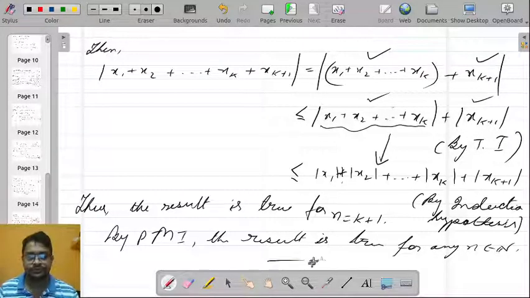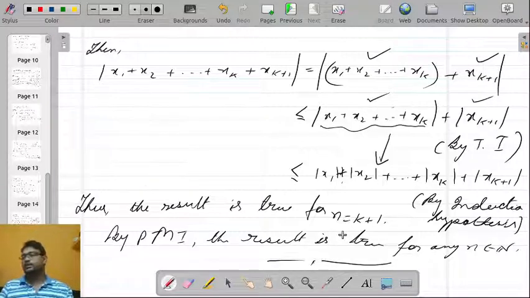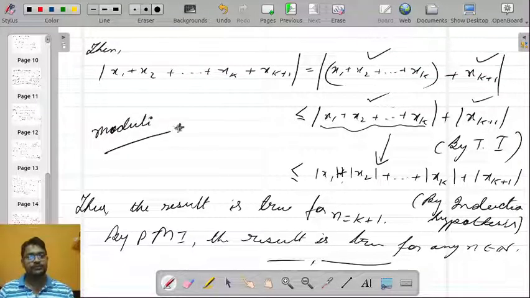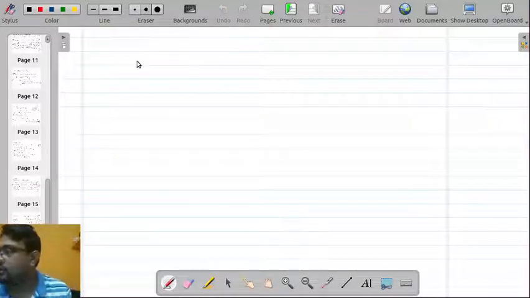Okay, so if you take any n real numbers, then the modulus of their sum is less than or equal to the sum of their moduli. Okay, so the plural of modulus is moduli. Okay, that is the thing. So this one we have already proved.